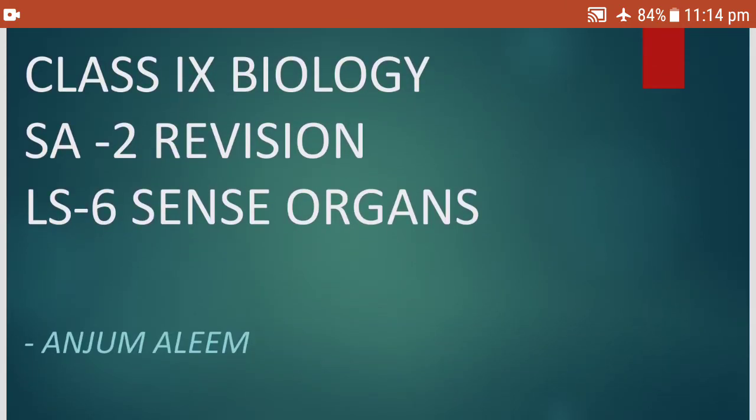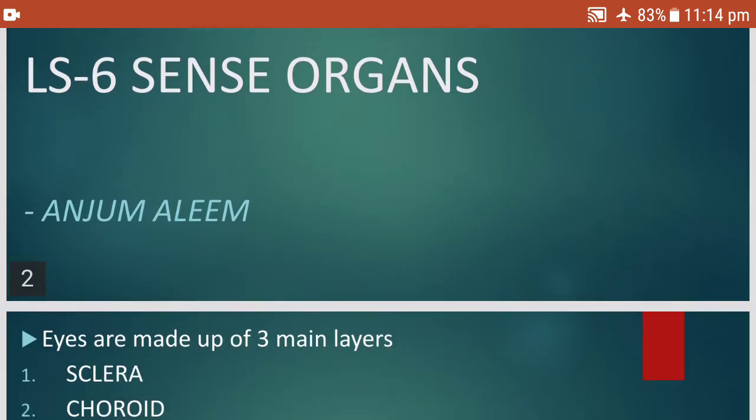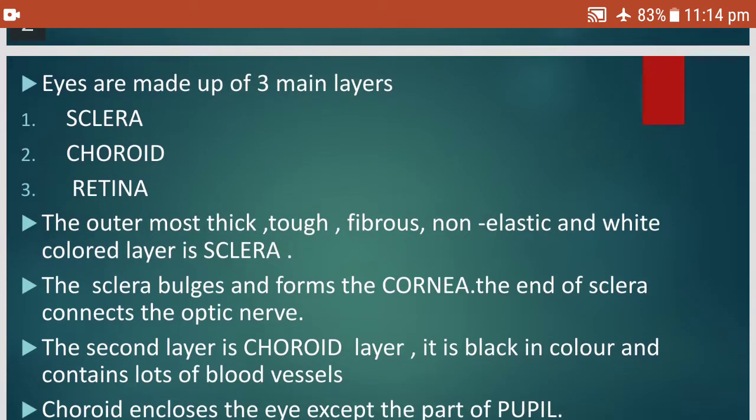Children, we have already completed almost 3 lessons. Lesson number 1, cell, its structure and function. Lesson number 3, animal tissue. And lesson number 5, diversity in living organisms. Today I will start with lesson number 6, sense organs, which is included for your final exam.